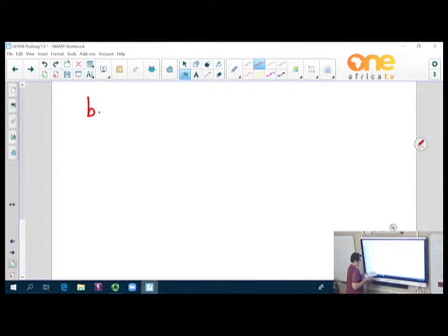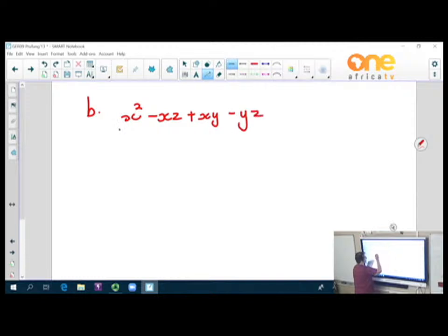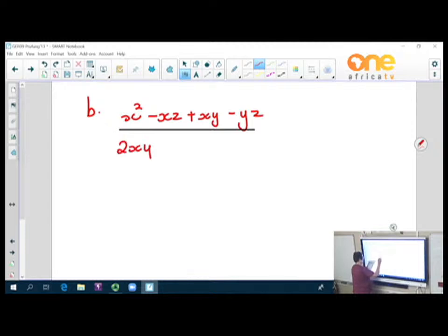Question B. Still grouping that we're dealing with here. X squared minus XZ plus XY minus YZ, 4 terms. This is going to be grouping, and then here you have 2XY plus XZ minus 2YZ minus Z squared, 4 terms, grouping. There's nothing common, so I group them together, and I find an HCF.